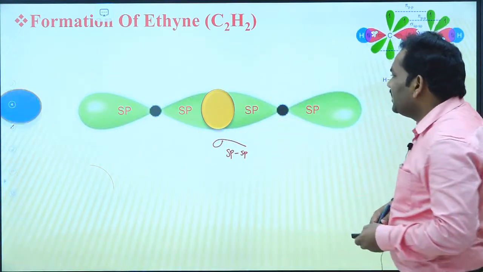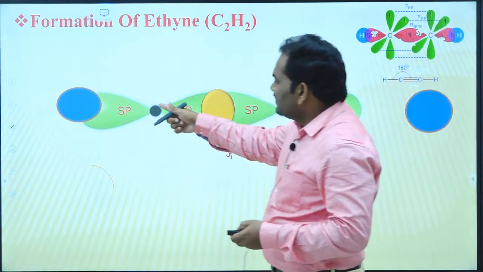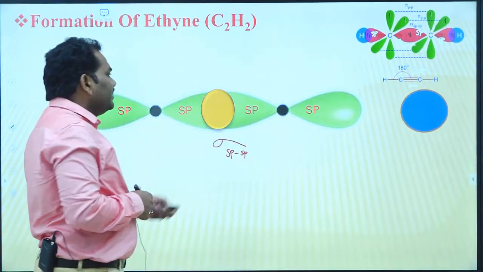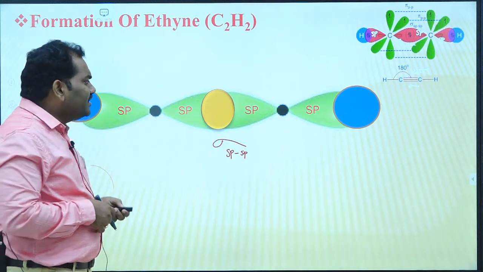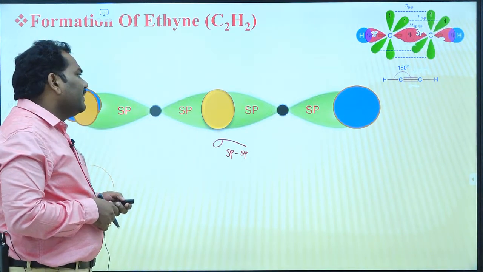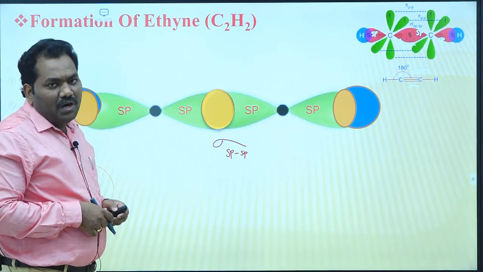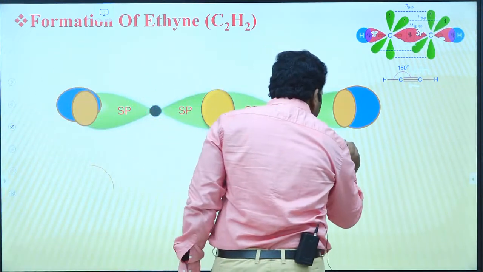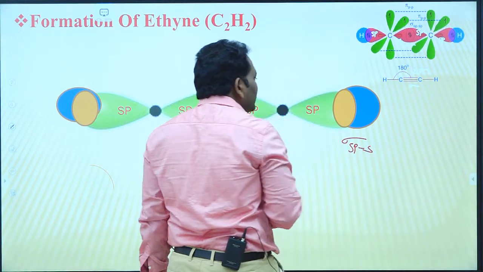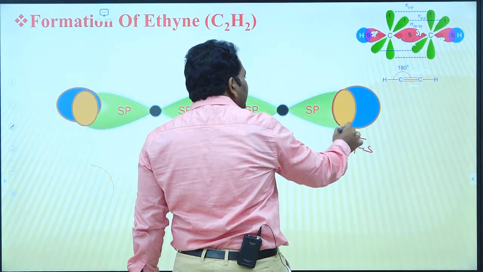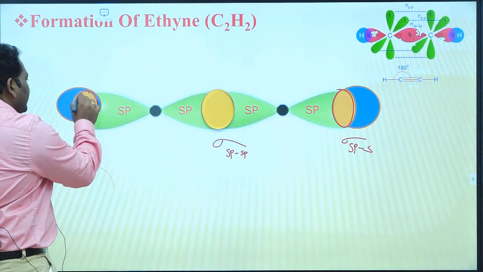That hybridized sp orbital is overlapped by 1s orbitals like this. Here also it is overlapped by 1s orbitals. It leads to the formation of sigma sp-s bond. This is the overlapping area. It indicates the overlapping area. Okay, here also it indicates the overlapping area.